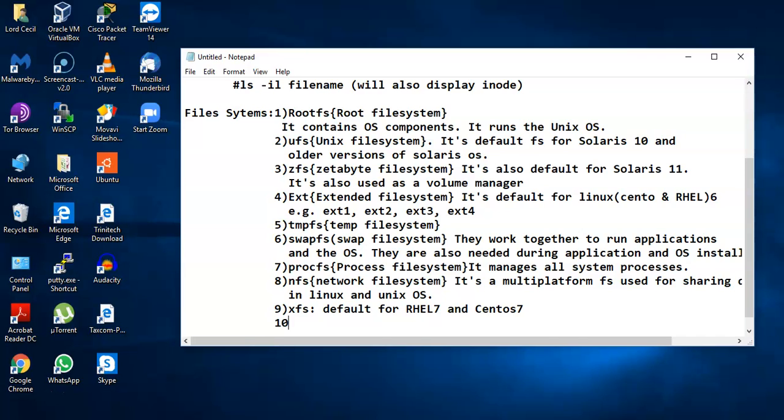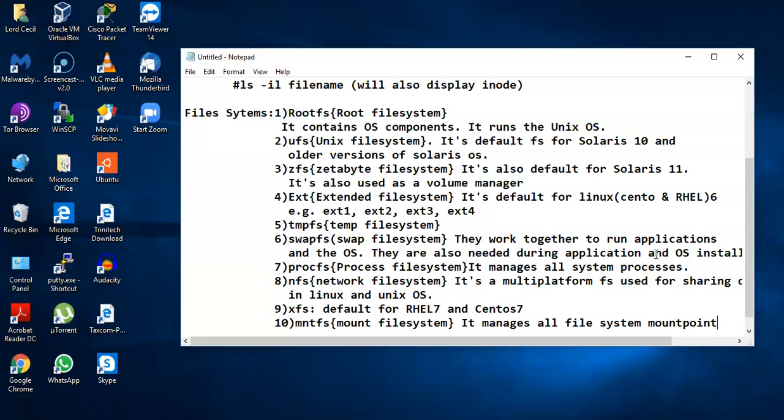The next file system we need to know is MNTFS. MNTFS stands for Mount File System. This one manages all file system mount points. We look at mount points when we're working with logical volumes and swap management. That's a mount point.